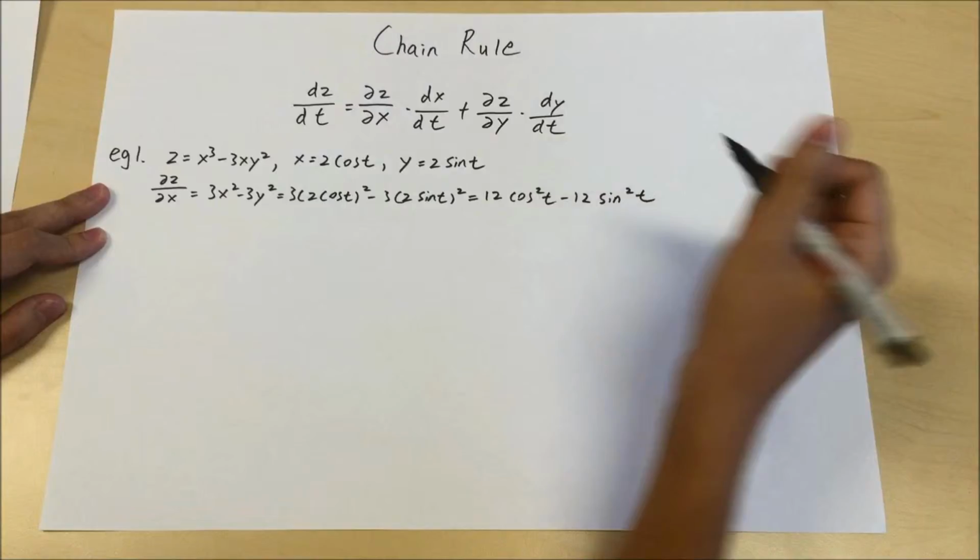For del z over del x, we differentiate the equation with respect to x, giving 3x squared minus 3y squared. By subbing x with 2 cosine t and y with 2 sine t, followed by simplifying the equation, we get 12 cosine squared t minus 12 sine squared t.